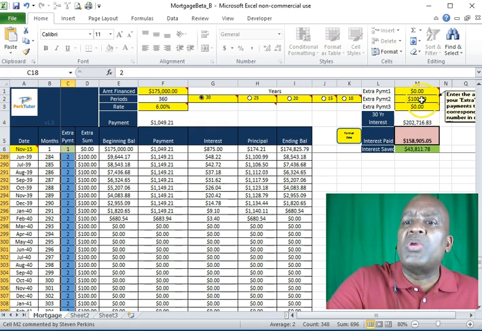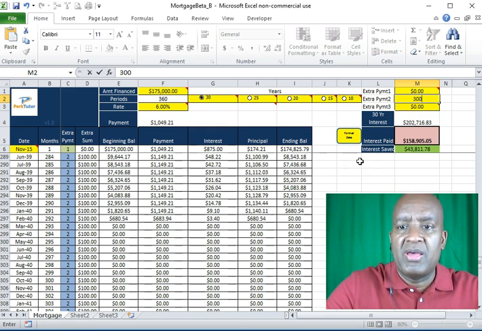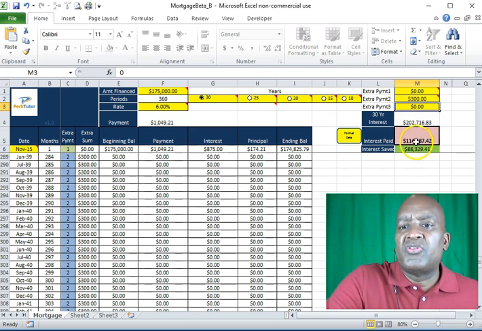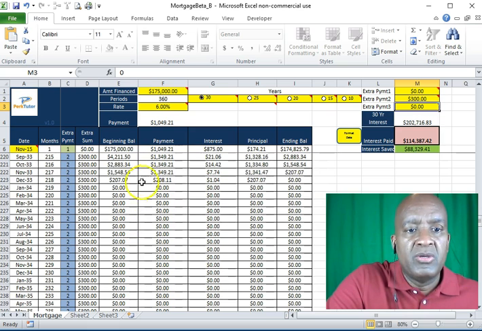So let's say that we could figure out a way to squeeze $300 extra payment per month. That means that the interest is reduced to $114,000 for the life of the loan, and you're saving $88,000. That's $88,000, folks. How much does that shave off the life of the loan? Right here is where the ending balance goes to 0, and that is 218 months. So 218 from 360 is 142, which is 2 months shy of 12 years.